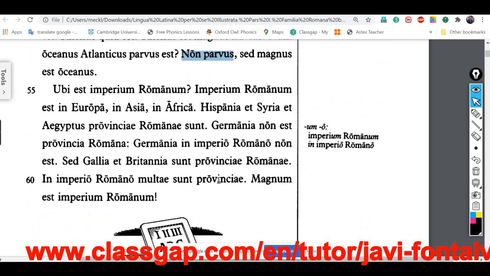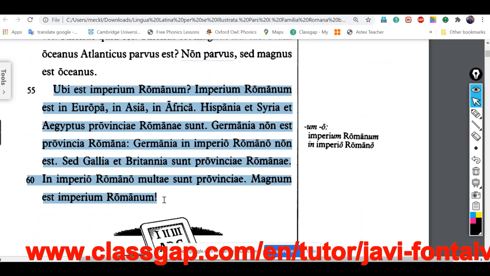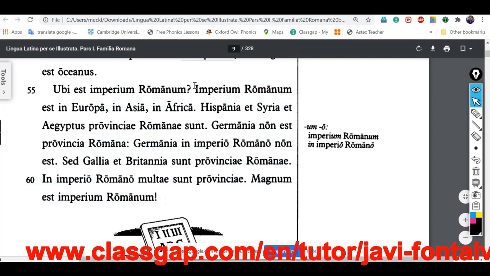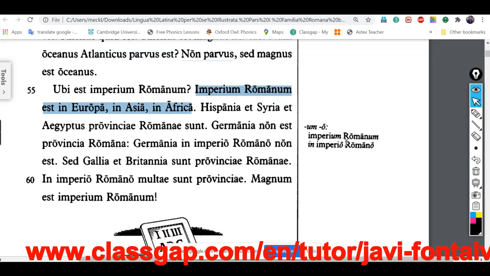Okay. We're gonna do this one as well. Why not? Okay, Martina, this one is for you. Not too difficult, I hope. Ubi est Imperium Romanum? ¿Dónde está el Imperio Romano? El Imperio Romano está en Europa, en Asia, en África.